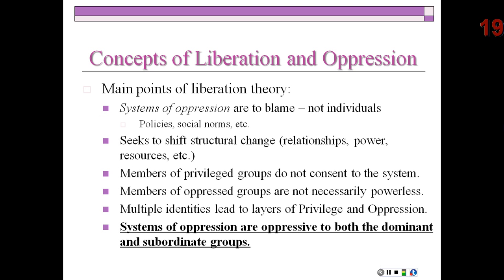And similarly, members of oppressed groups aren't necessarily powerless as well. There are things that members of oppressed groups can do to create structural change. And finally, I think a really important point here, which is highlighted more deeply in some of the journal articles that Prilleltensky and Watts have written, is that systems of oppression are oppressive to both the dominant and subordinate groups, right?